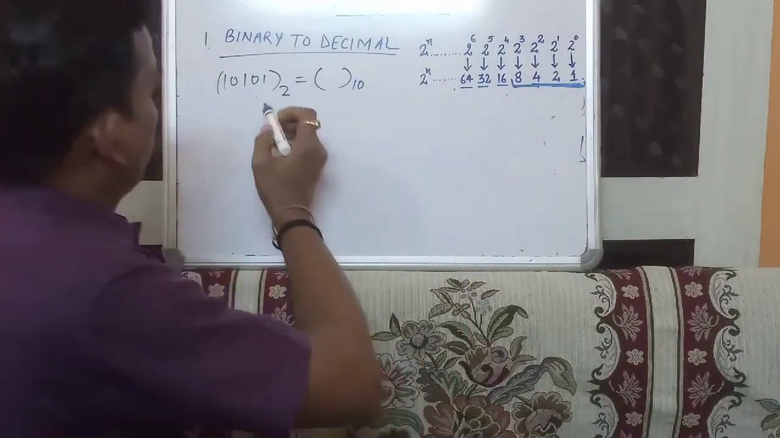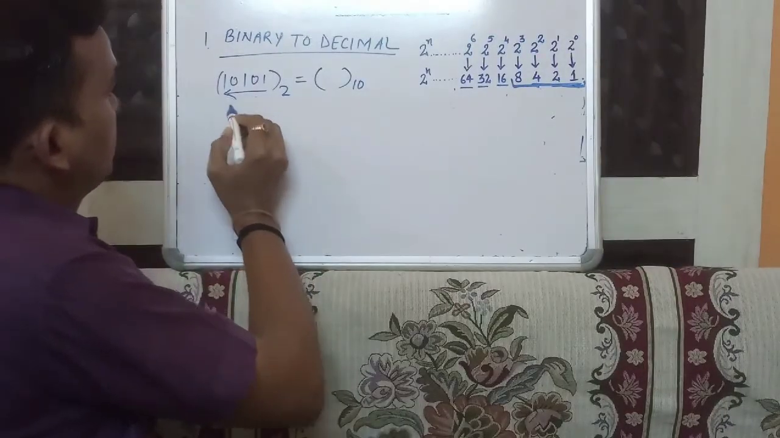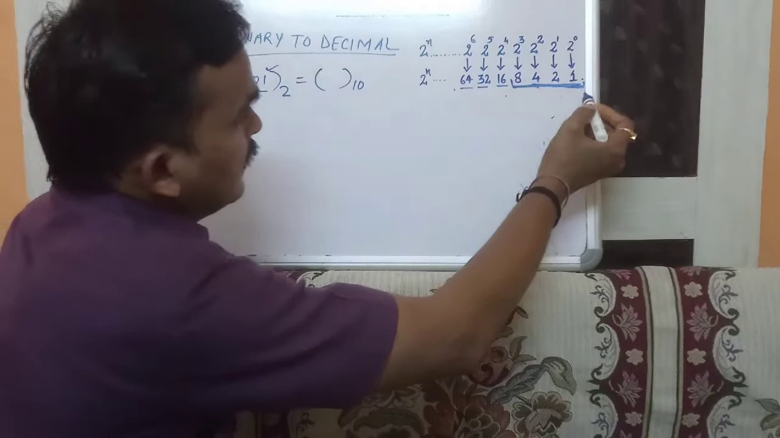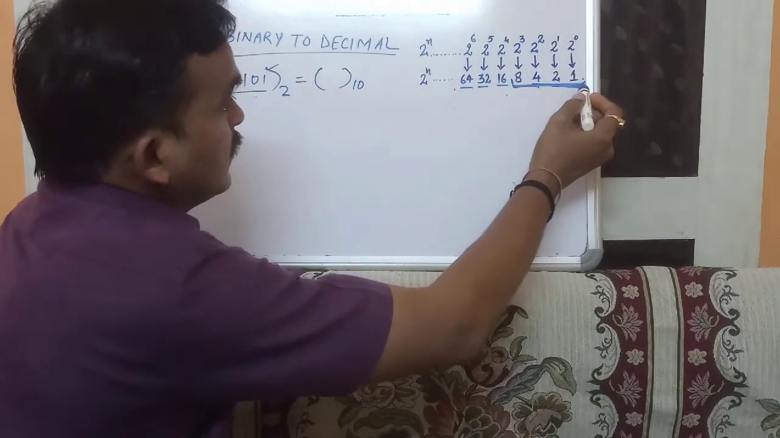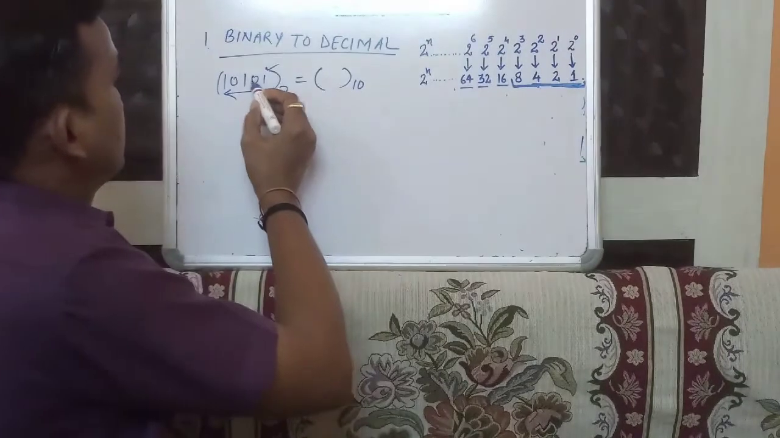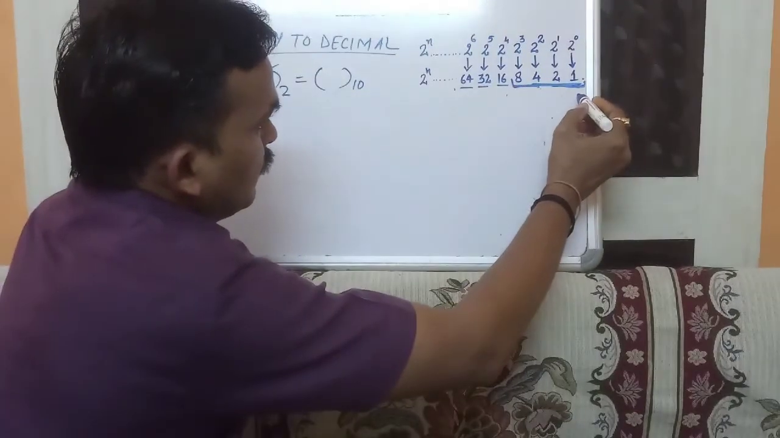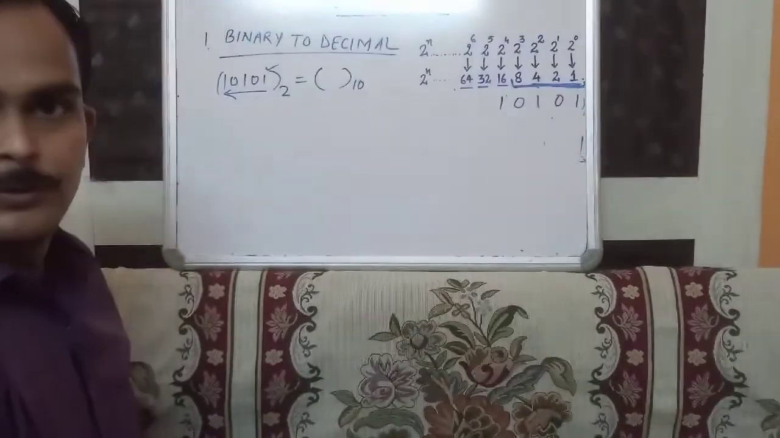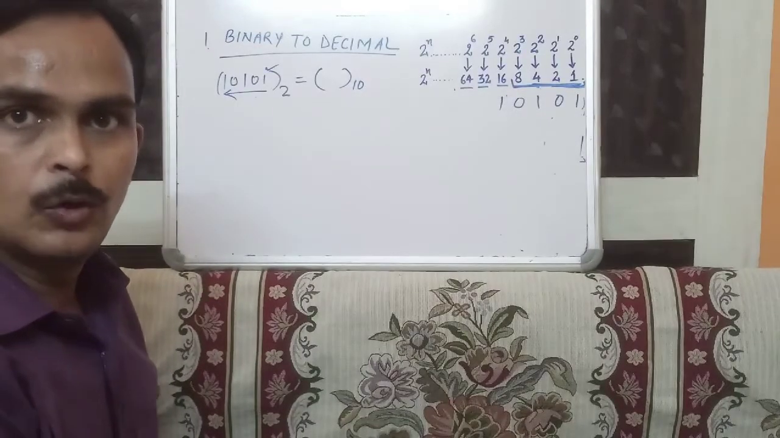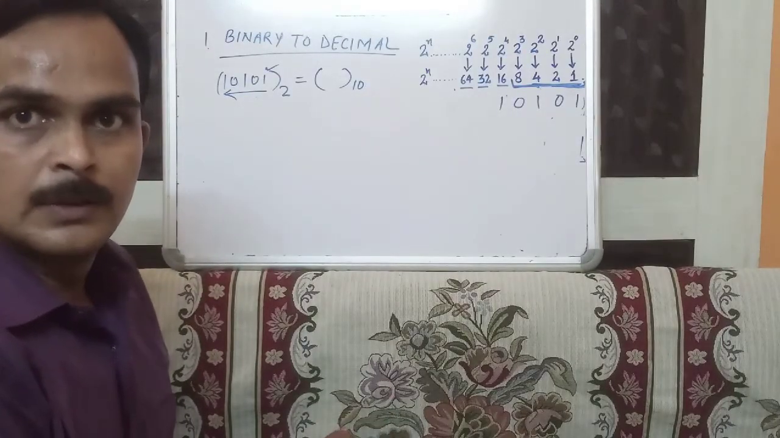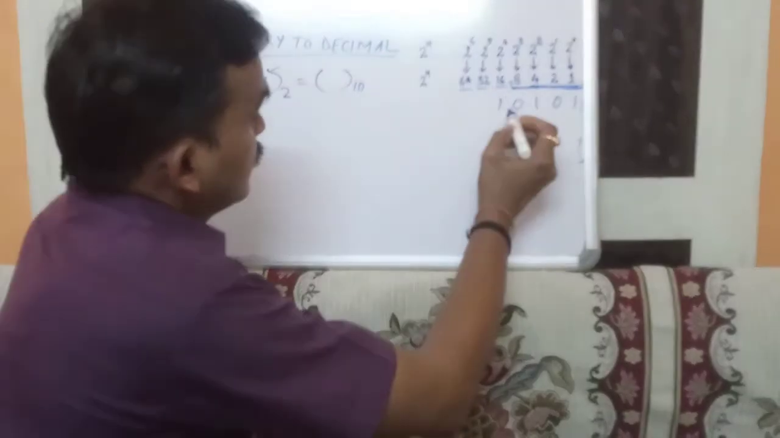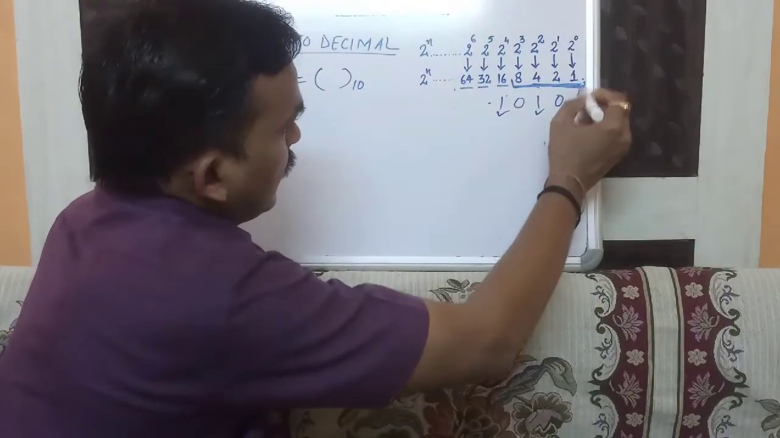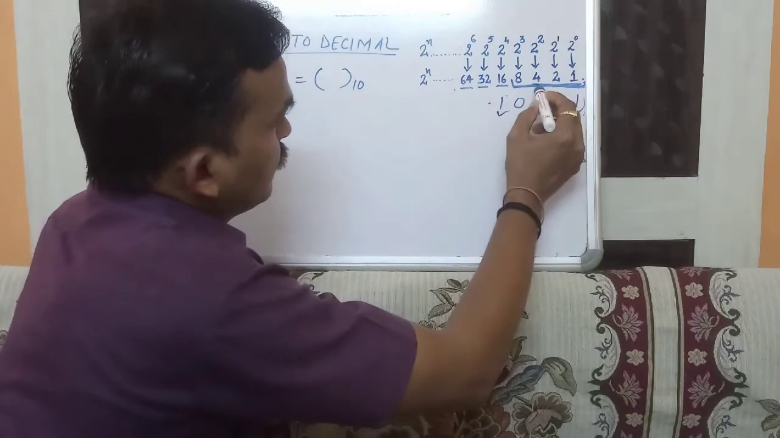From the right side of the number series, we will put the first digit at the beginning, on the right. So here 10101, we will put here 10101. Okay, and we will simply calculate all the values which have the value of 1. So 16 has the value of 1, 4 has the value of 1, and 1 has the value of 1. So we will calculate 16, 4 and 1.